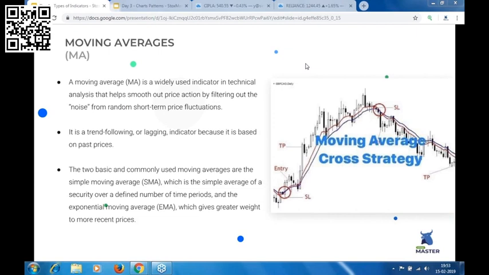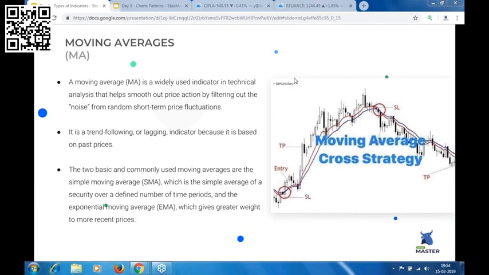Now, these moving averages also give us the buy and the sell signal, in a way that when a short term moving average crosses over the long term moving average, it gives us a buy signal, and when a short term moving average crosses below the long term moving average, it generates a sell signal. Now, as I was telling, 50 and 200 period moving averages are the most widely used moving averages.